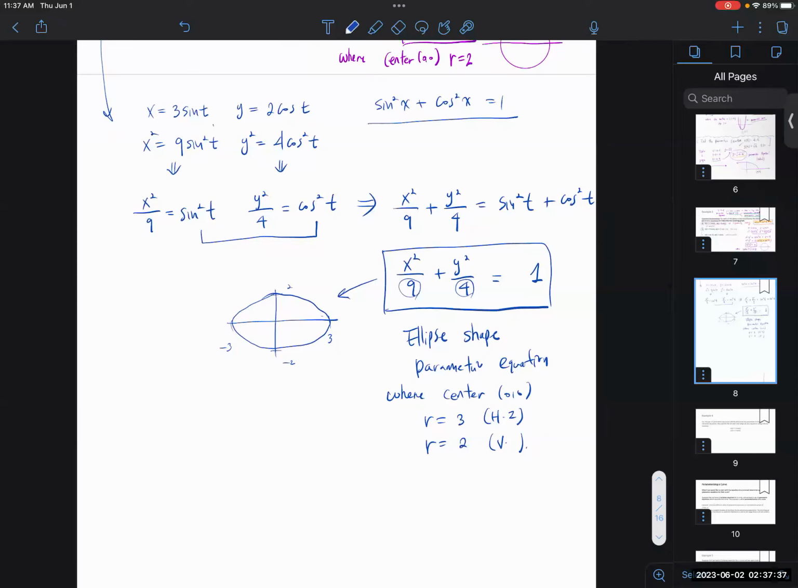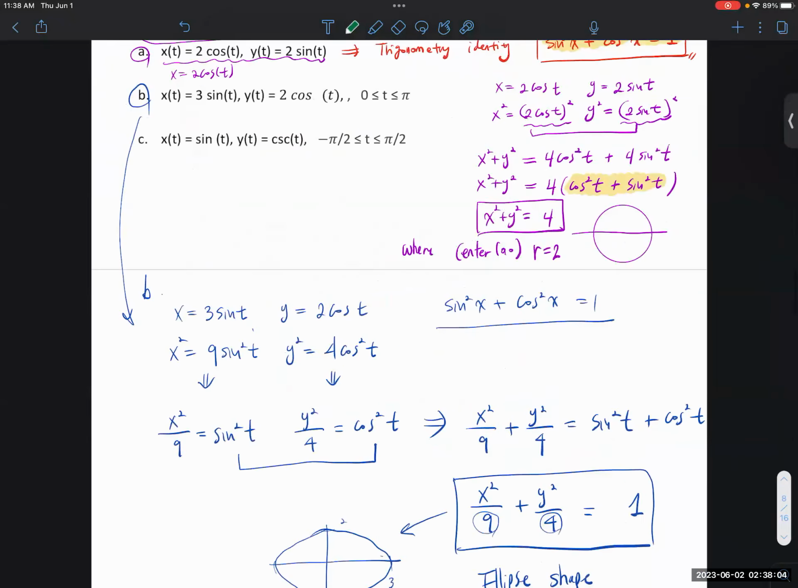You can find the same graph by using the traditional method. You create a table, fill it out, and then plot the points to graph it, but it takes a long time, right? Therefore, we are using a mathematical identity here so that you can find the equation and shape more efficiently. Okay, so that's letter B. Are you okay with that?